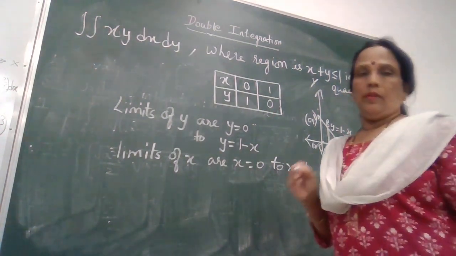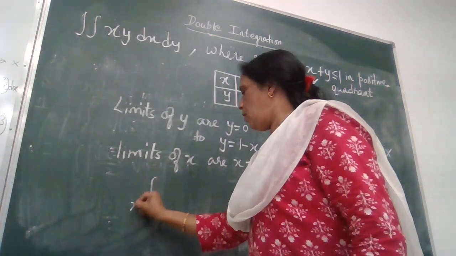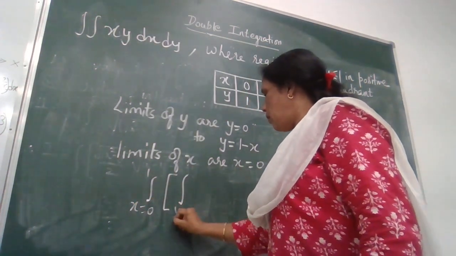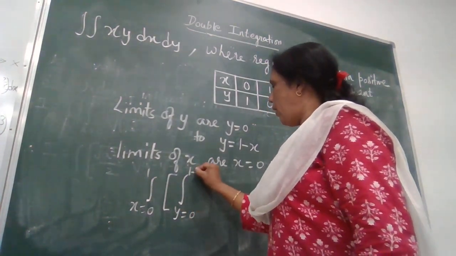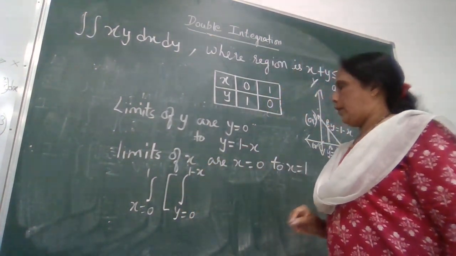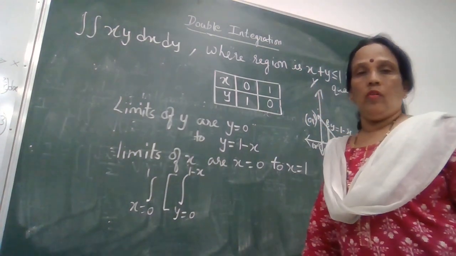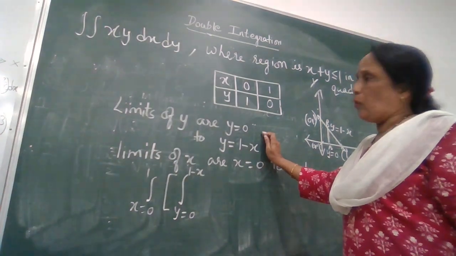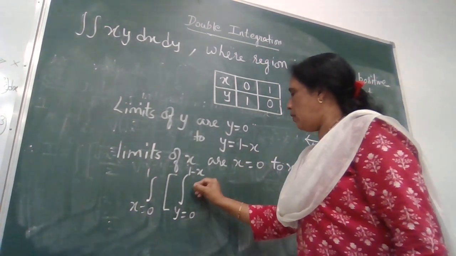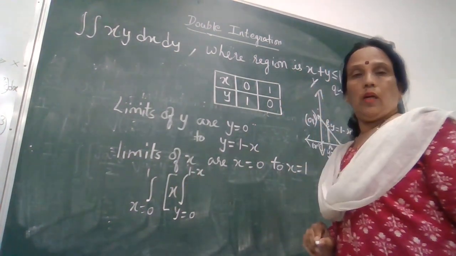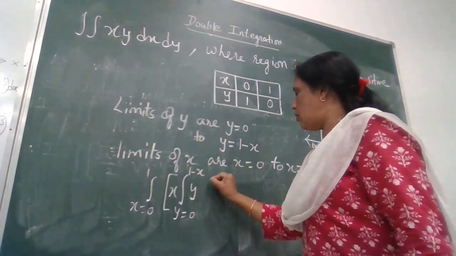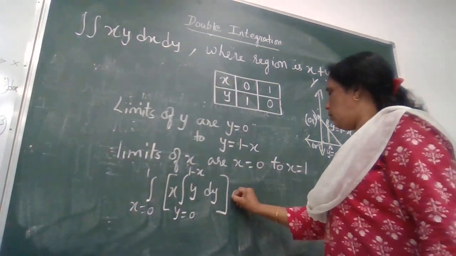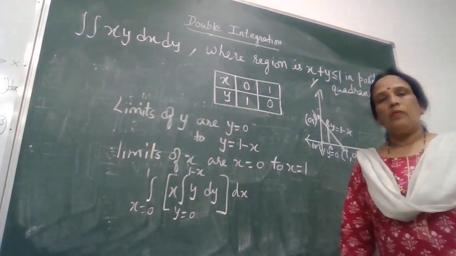So now the double integral can be calculated as x is 0 to 1, and then here we have y is equal to 0 to y is equal to 1 minus x, and we have to do the integration of xy. So first we are integrating with respect to y, and that is why x, being a constant, we keep it outside, and here we integrate with respect to y, and then whatever result comes in, we have to integrate with respect to x.